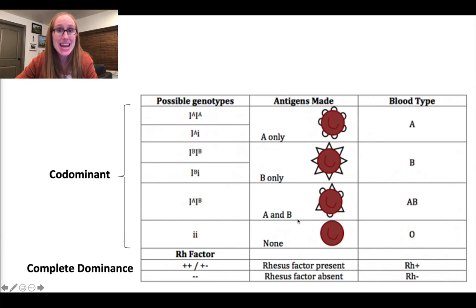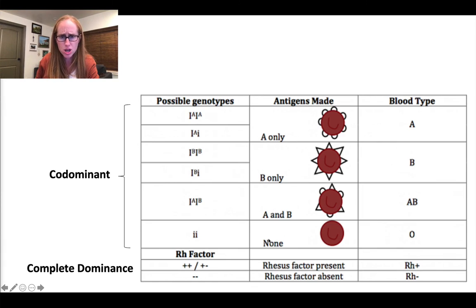But if you're O negative, or any negative, meaning you don't make the Rh factor, and you get pregnant with a child that has the Rh factor, your body will react to that and try to kill the baby. It usually happens on the second child. We have a shot that we can give moms that will counteract that. We can talk more about that in class if you have questions.